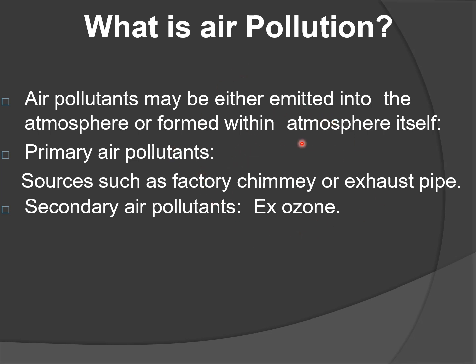Air pollution can be defined in another way also. That is, a pollutant that may be either emitted directly into the atmosphere or formed within the atmosphere itself. There are two types of pollutant, primary and secondary. Primary, once it is emitted into the atmosphere, will remain as it is. Whereas secondary, due to some photochemical reactions, may be converted into another form.